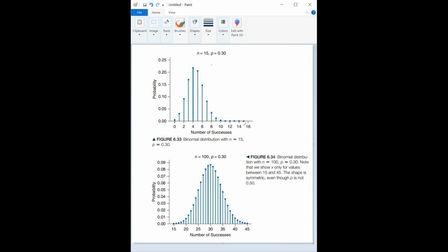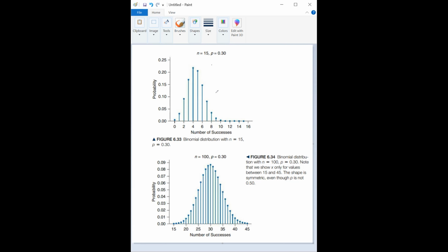Okay, and so getting 15, 13, or even 10 successes, even 10 quote unquote heads on a coin flip where there was only a 30% chance of getting heads, would be very, very low, much lower than it was when we had a coin flip where the probability was 50%. So high success numbers become less likely.